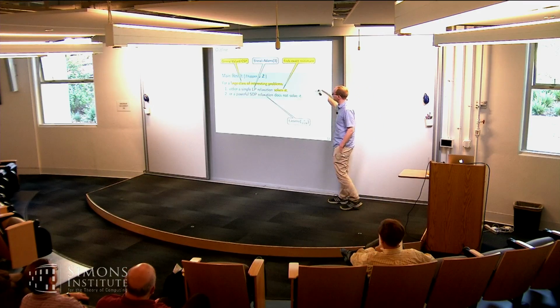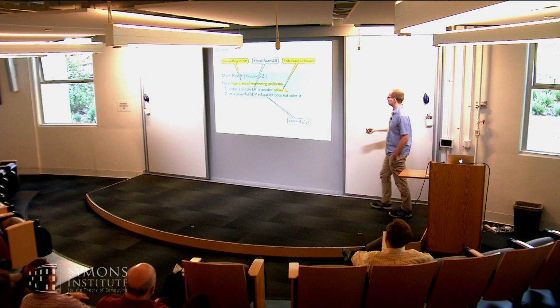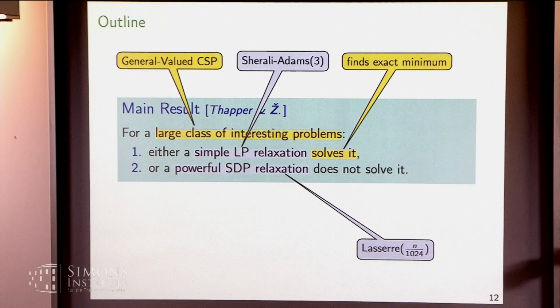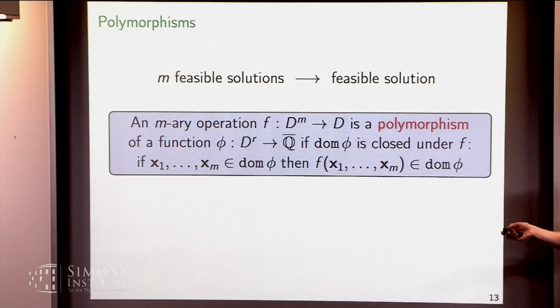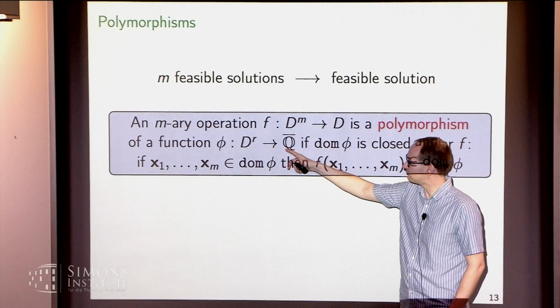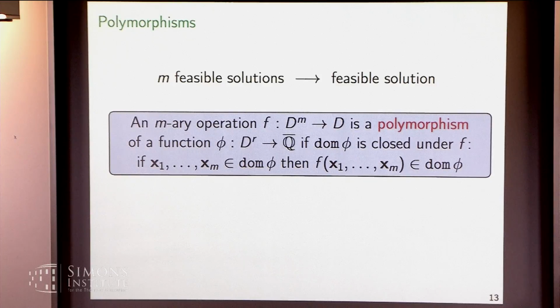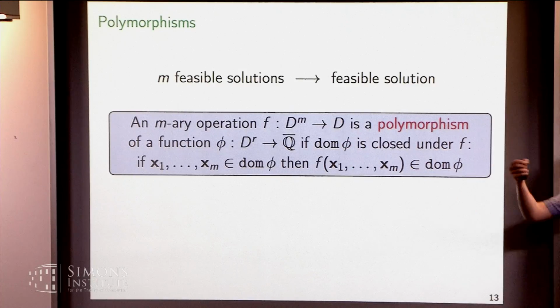So I want to make this theorem precise. And in order to do it, I'll need polymorphisms. But you know everything about polymorphisms now because of Libor's talk. So you know that polymorphisms are closure operations on feasible solutions, pretty much. That's the intuition. So formally, Libor talked about relations. This is a function. But if you have a function, you look at the set of feasible tuples, I mean those that don't return infinite values. So in the case of relations, it would be just the tuples in the relation.